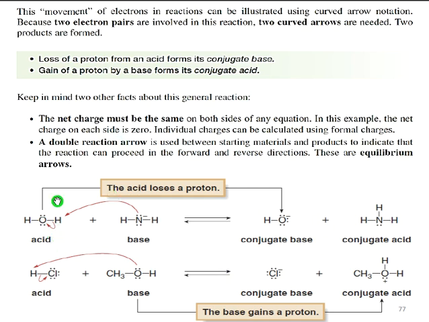And for all reactions, acid-base reactions, keep in mind the net charge must be the same. That means if you have a negative charge here, and on the other side there is also a negative charge, okay, that means the net charge will be the same. Okay, and a double reaction arrow is used between the starting material and the product.